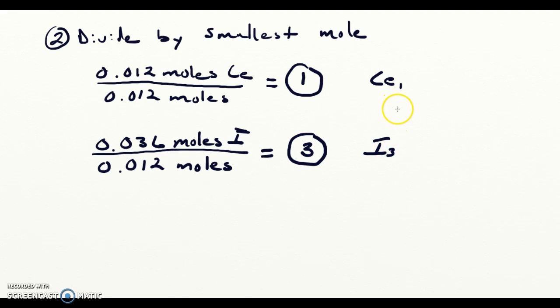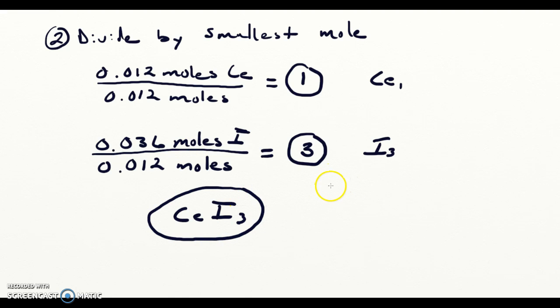Now I'm going to put them together for the empirical formula. And it's cerium, and I don't have to put the 1. It's understood. But I'll put the I3. There it is. That's your answer to number 34, and that's how you do it.